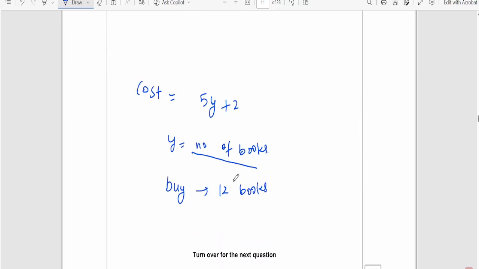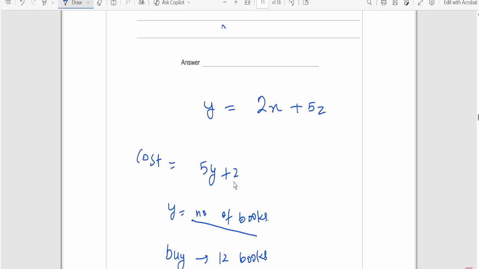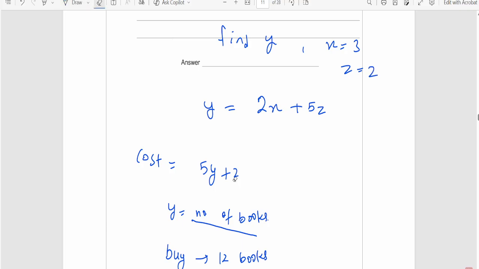Did you get it? They can also give you, suppose, y is equal to 2x plus 5z, and they ask you to find y if x is 3 and z is 2. So just plug in the values. This is x, you should put it here. And z is 2, which you should put here. Can you try this?